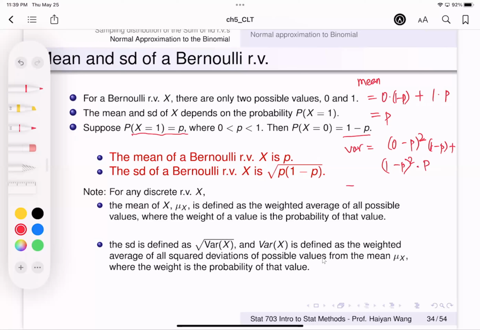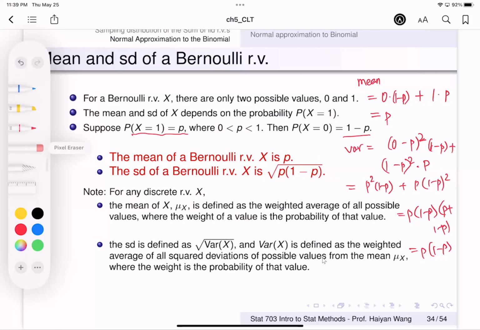So let's simplify this one. In the end, what do we get? The first one is p squared times 1 minus p. The second one is p times 1 minus p squared. So we take out the p and 1 minus p together, and what's left is p plus 1 minus p, which is the 1. So eventually what we get is p times 1 minus p, that gives us the variance.